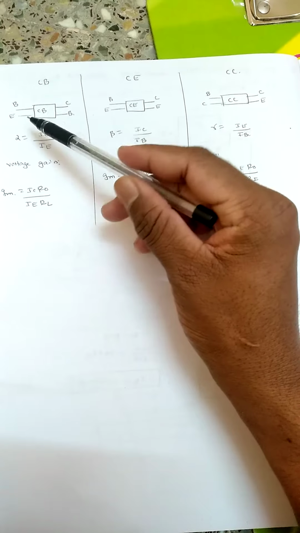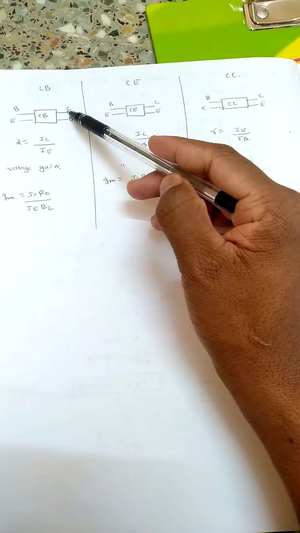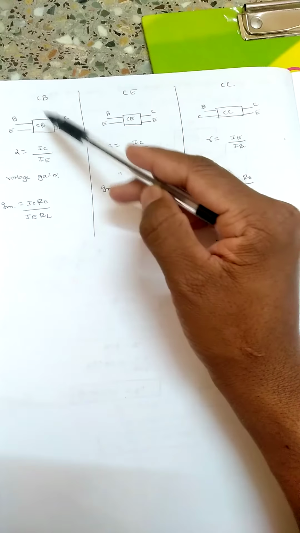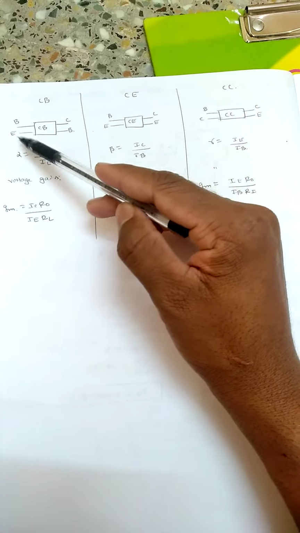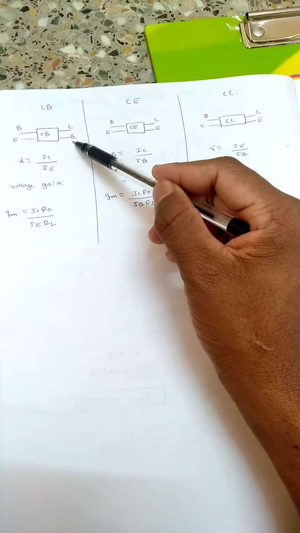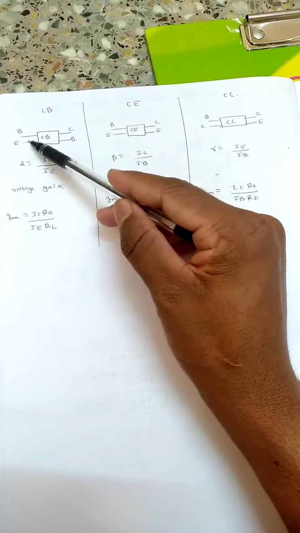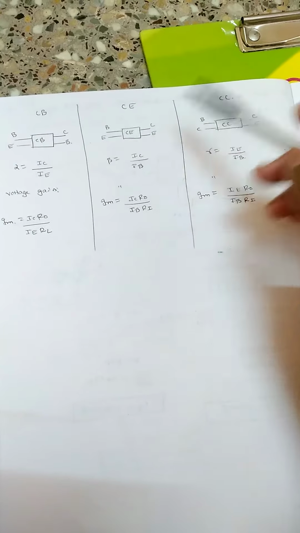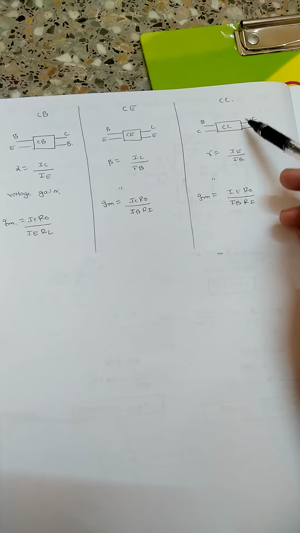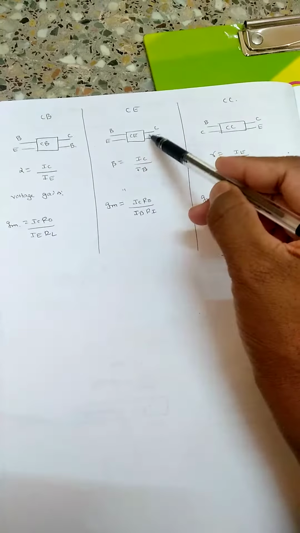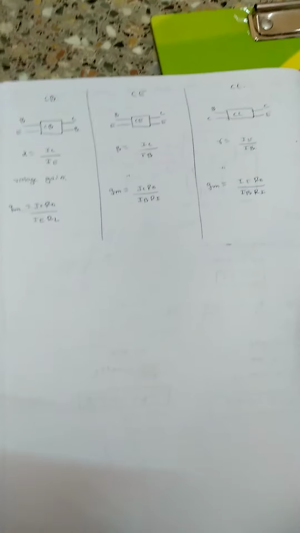So for common base, the input is the base and output is the collector. So two terminals will be left, emitter and base we need to connect. Okay, so we have connected here collector, so I need to connect it base, because base should be common. So common base means opposite we will be getting bases here, so two bases will be there. Common emitter means two common emitters will be there. Common collector means two collectors will be there. So for all these things, base is the input and collector is the output.